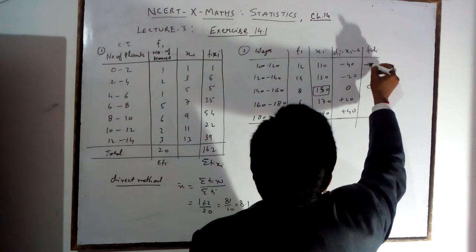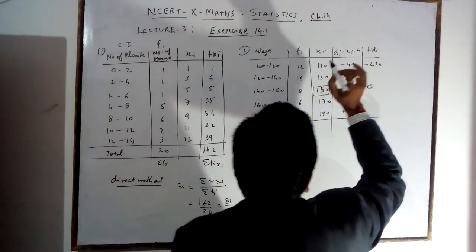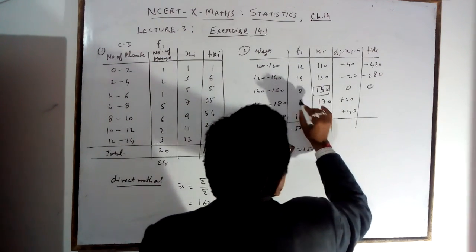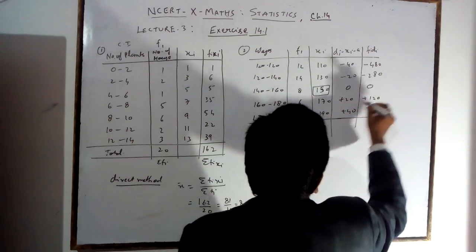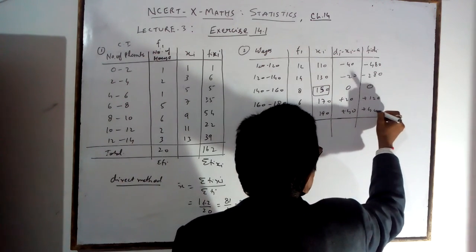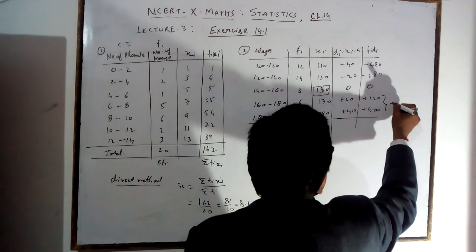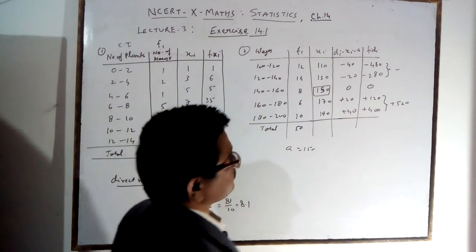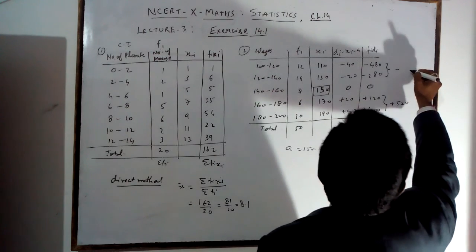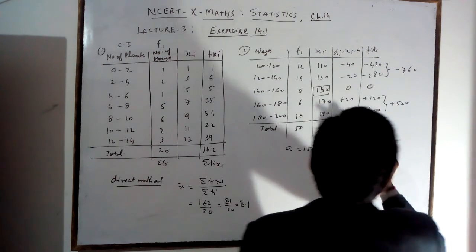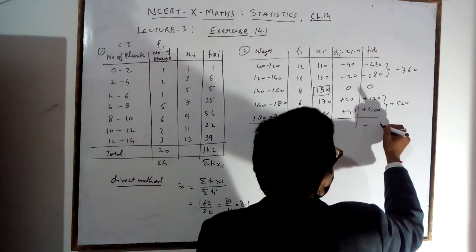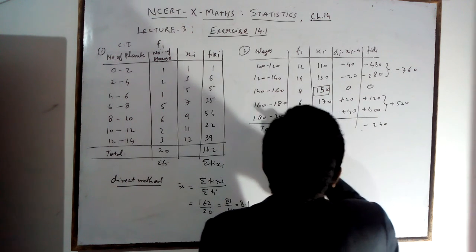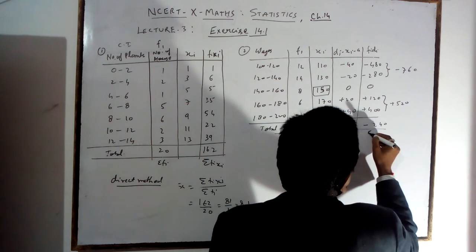Then fi di: 6 times 2 is 12, 120, 10 times 4 is 40, 400. And then add all: you get 520. Adding the negatives, you get minus 760. What is the difference? You get minus 240. This is called sigma fi di.